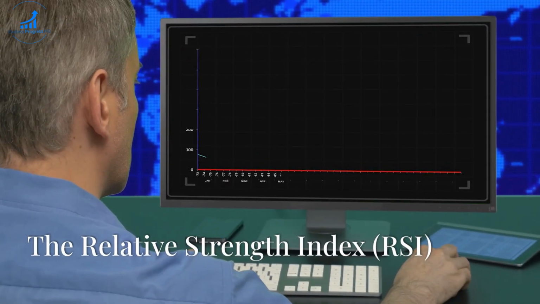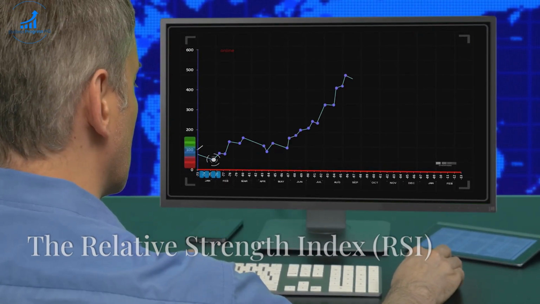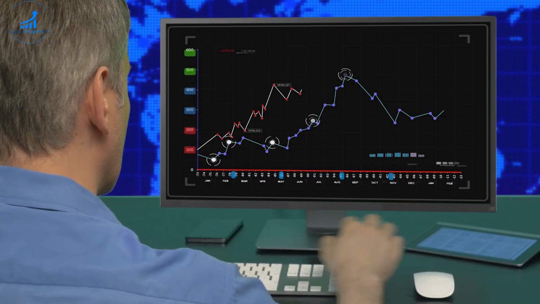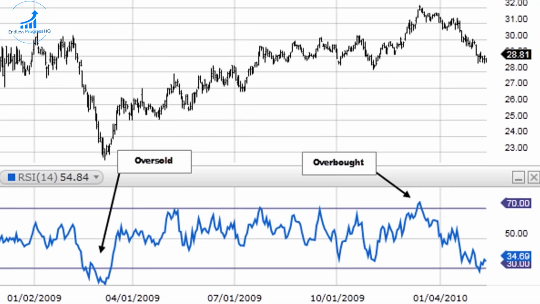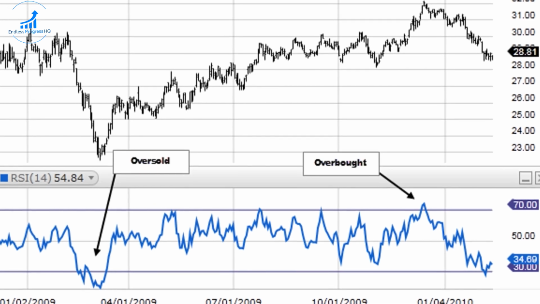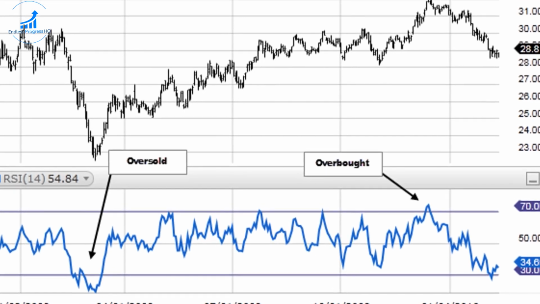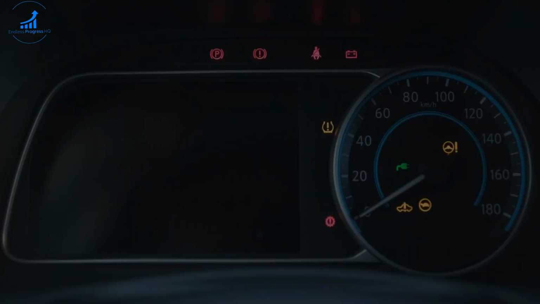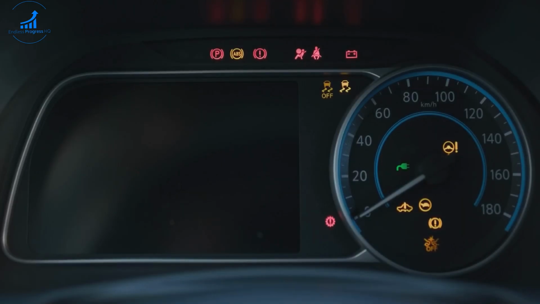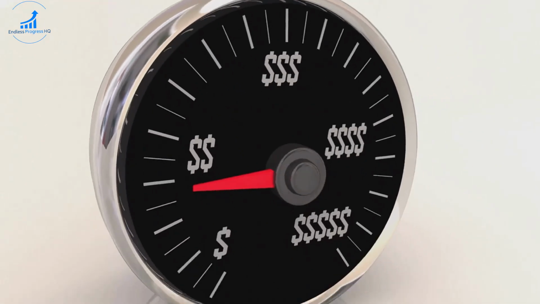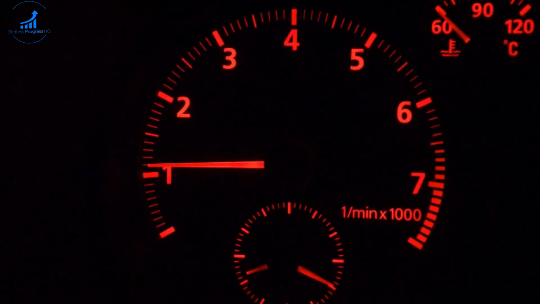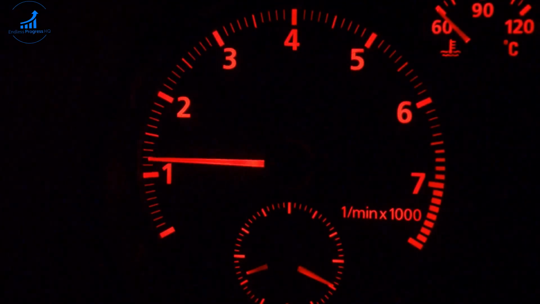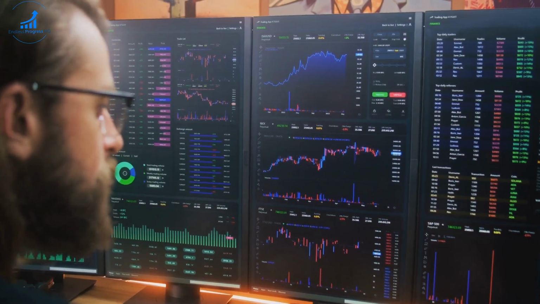The Relative Strength Index, or RSI, measures recent price changes to evaluate overbought or oversold conditions. It oscillates between 0 and 100. Readings above 70 are overbought, below 30 are oversold. Think of RSI as a car's speedometer. A high reading suggests the car is moving too fast and might slow down. A low reading indicates the car is moving slowly and could speed up. Traders use RSI to identify potential trend reversals.